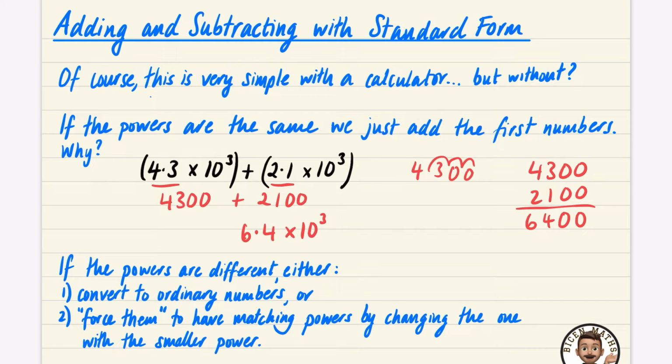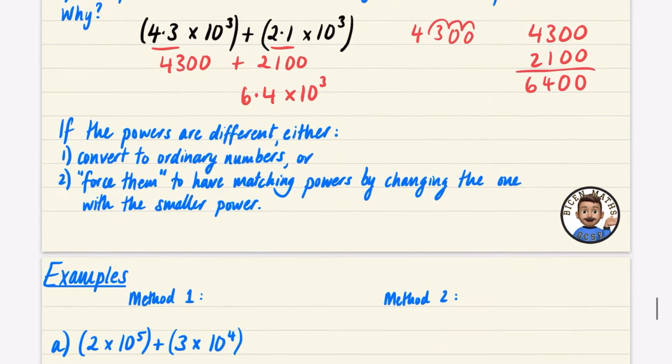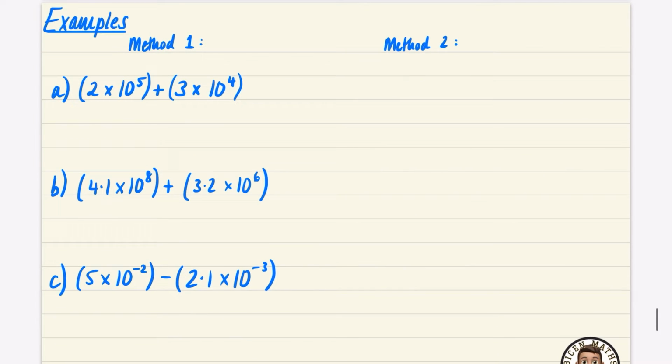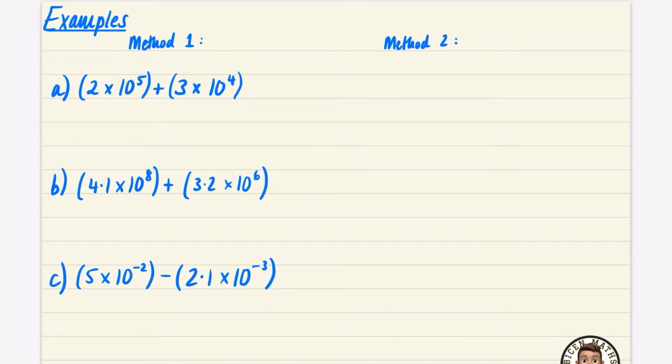If the powers are the same, you just add the first numbers together and check it's still in standard form. If the powers are different, there are two options. You can either convert them to ordinary numbers, like I did over here, and then you can add or subtract them, or you can force them to have matching powers by changing the one with the smaller power. So I'm going to show you both of these methods, and you can decide which one you prefer for the second section where it's your turn. So I'm going to do method one. Method one is changing them to ordinary numbers.